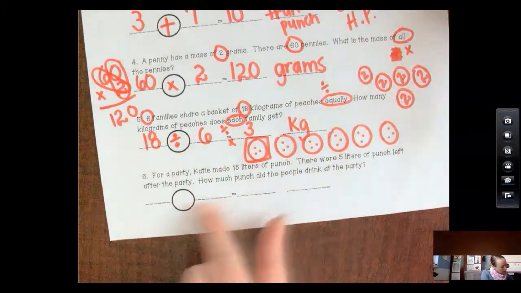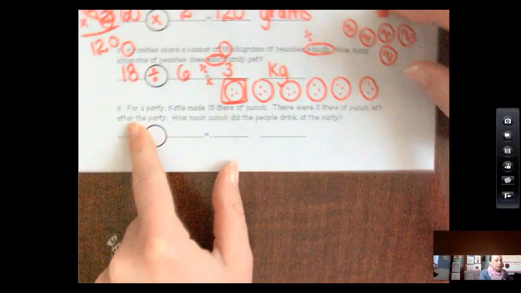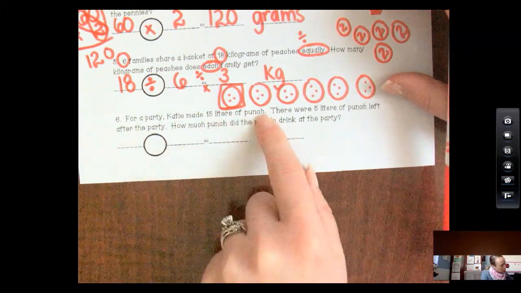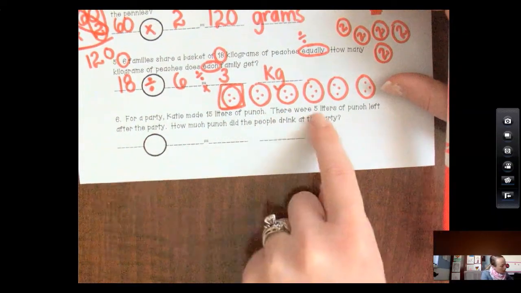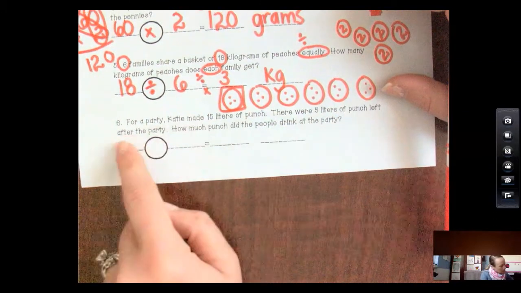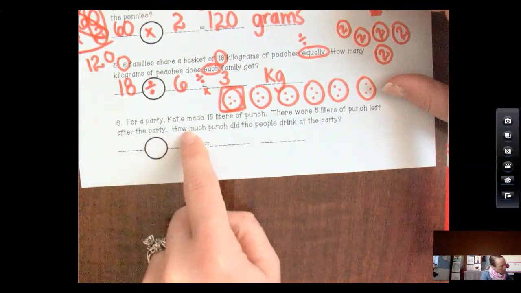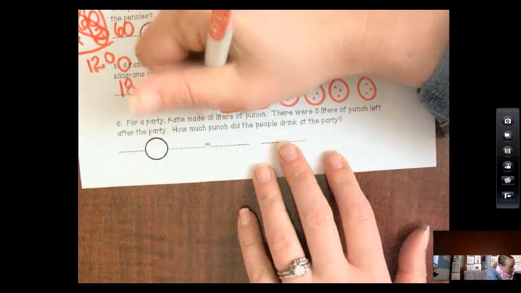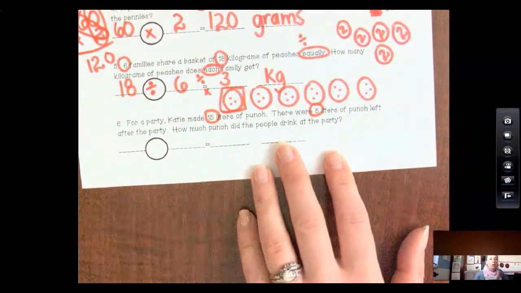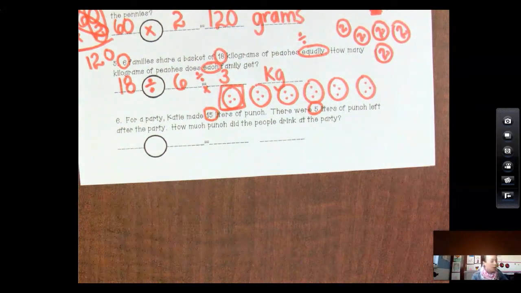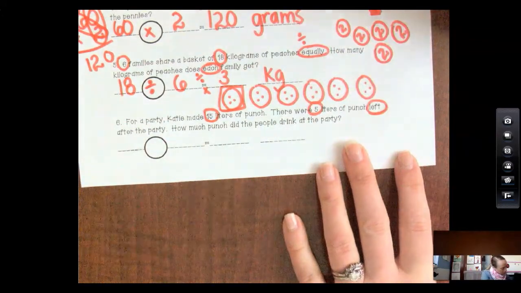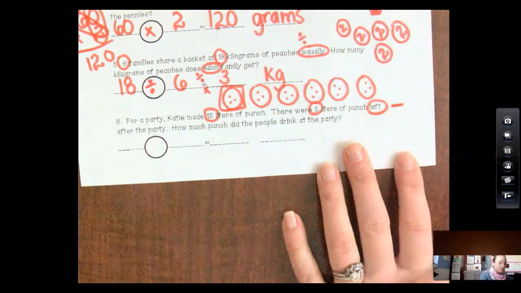All right, last one, kiddos. Number 6. For a party, Katie made 15 liters of punch. There were 5 liters of punch left after the party. How much punch did the people drink at the party? I see a 15 and a 5. Go ahead and circle those. All right. Do you see any keywords? I see the word left. The word left always means to minus.